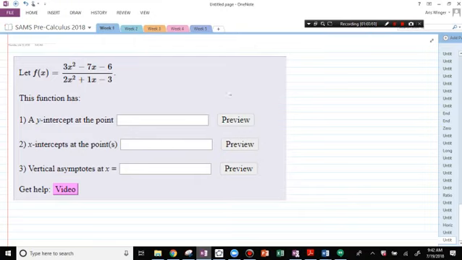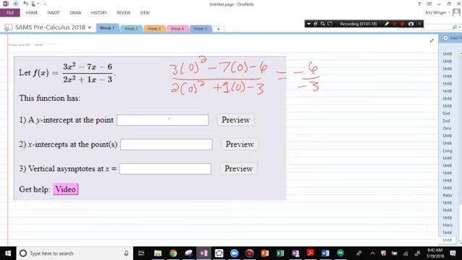The y-intercept is what happens when you plug in 0 for x. So 3 times 0 squared minus 7 times 0 minus 6 all over 2 times 0 squared plus 1 times 0 minus 3, negative 6 over negative 3. Again, I think they want the point. That's 2. It's 0, comma 2. Plugging in 0 for x, getting the y coordinate.